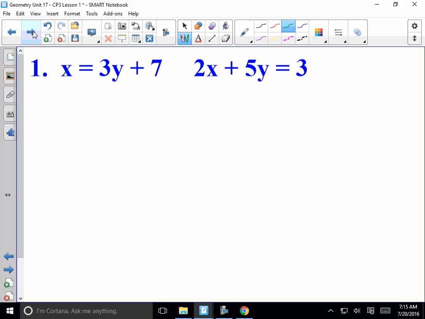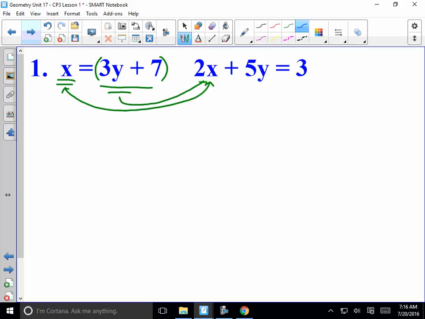So if we look at this situation, we already have an x by itself in the first equation. And what we want to remember is this x and this x are the exact same value at the point of intersection of these two equations. So what we're going to do is a substitution or replacement, and we're going to put this equation in place for that x value.